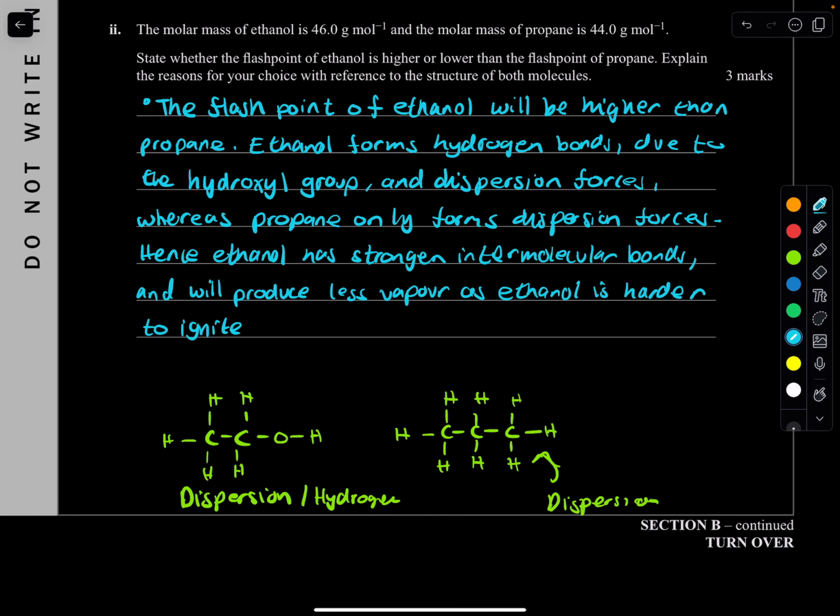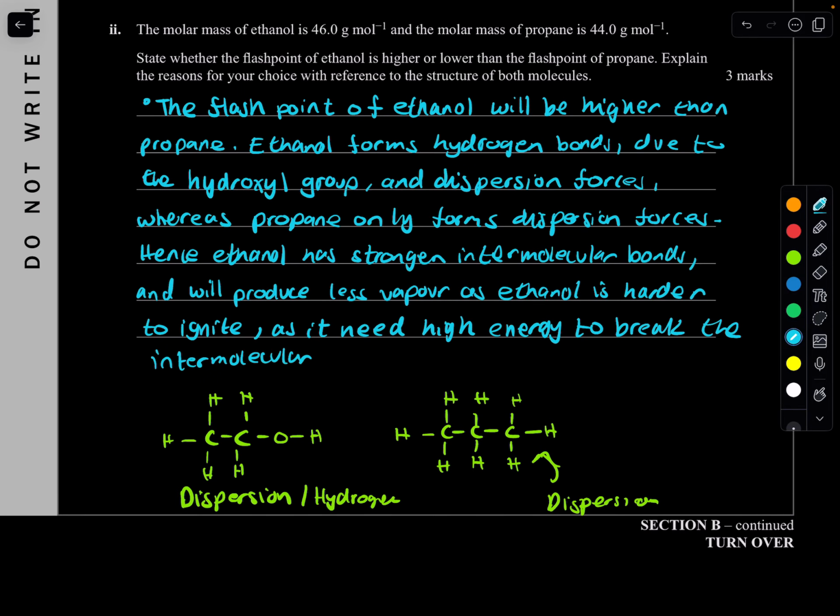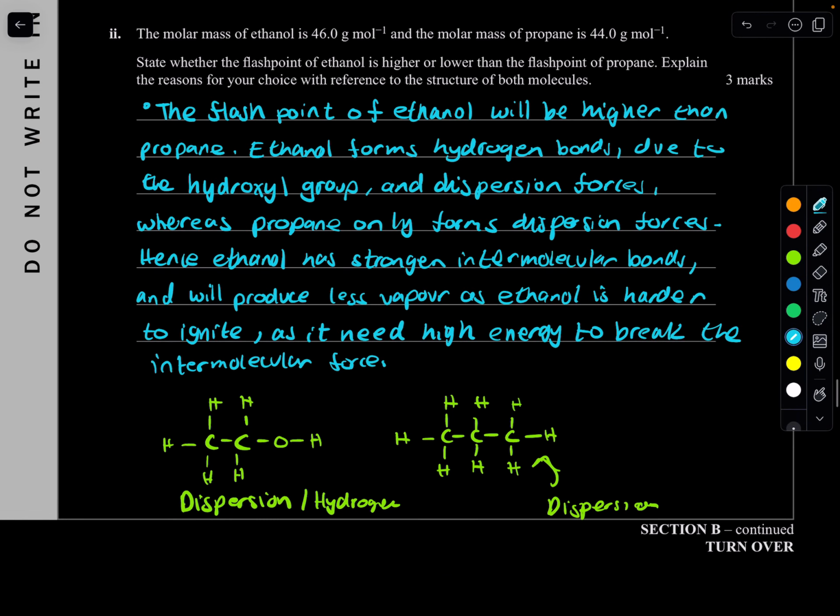As it requires, do we say everything? The full answer: ethanol forms hydrogen bonds due to the hydroxyl group and dispersion forces, whereas propane only has dispersion forces. Hence, ethanol has stronger intermolecular forces and will produce less vapor, as ethanol is harder to ignite, as it needs high energy to break the intermolecular forces. That is it. Beautiful.